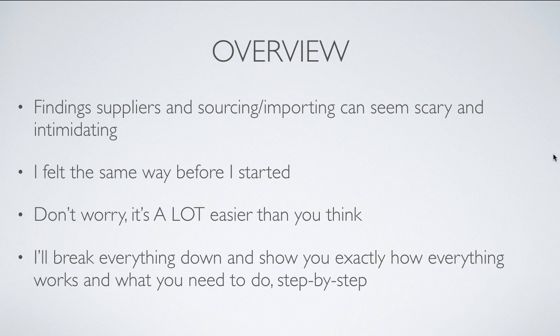And don't worry, I'll break everything down and show you exactly how everything works and what you need to do step by step. Now, I want to give you an overview first of this module and the lessons and what topics we'll be discussing in each lesson. Lesson 3.1, which is this lesson, we're going to be talking about how to actually find suppliers. What's the process of going about finding suppliers? Lesson 3.2, we're going to talk about the two different shipping options that you have, air and sea, and the differences and benefits and cons of each one.